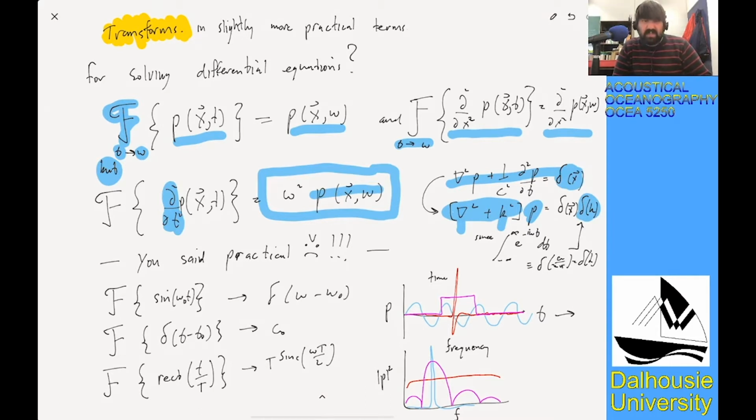Now, this lecture is called Practical Acoustics, and probably some of you are pretty annoyed that I'm talking about how practical transforms are for solving differential equations. I want to be sort of the opposite of that. So let's talk about Fourier transforms as a tool that takes us from the time domain to the frequency domain. And I want to talk about 3 very simple but very powerful cases to help your understanding of how to use this tool.